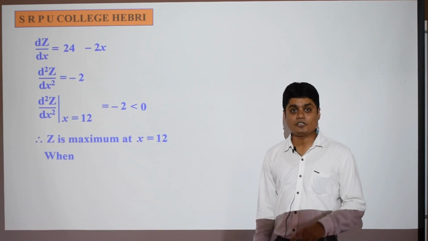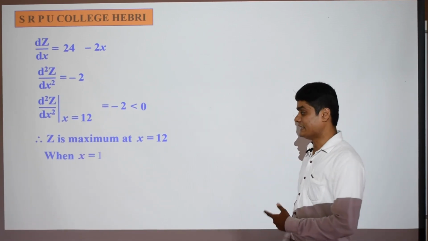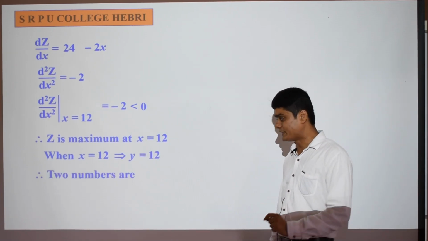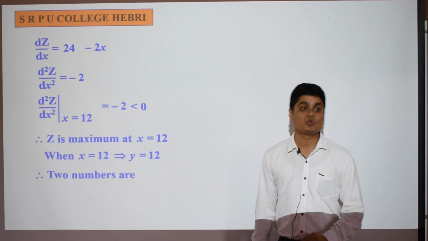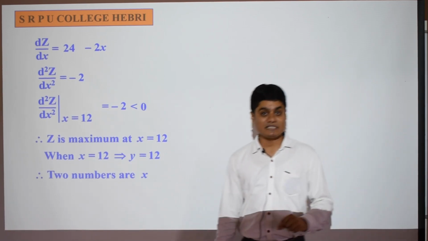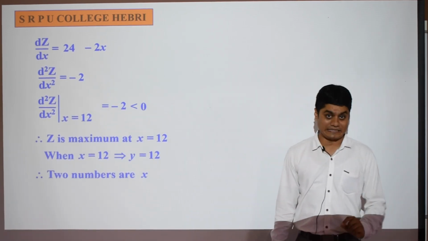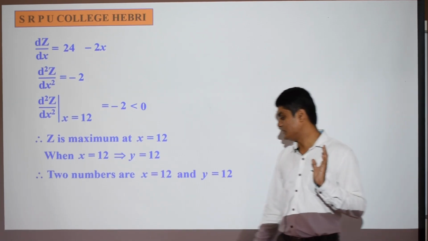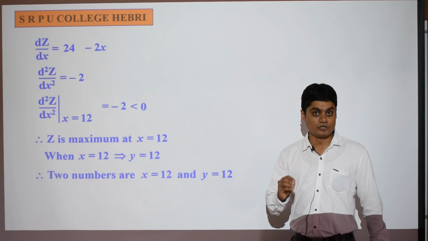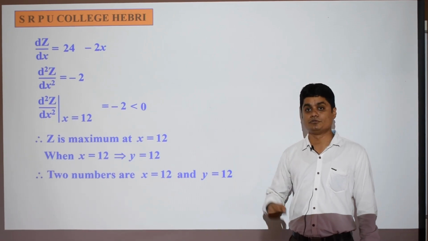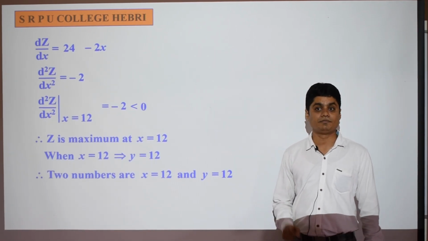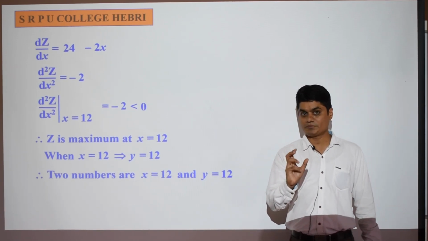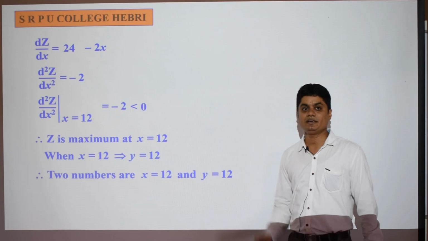And when x is equal to 12, what is the value of y? x is equal to 12 ಆದರೆ y ಏನಾಗುತ್ತೆ, 24 minus 12, that will also become 12 only. So the required two numbers where the sum is 24 and the product is maximum are 12 and 12. Please note down again, this is an important question. You will get this type of question in the exam for 3 marks. Okay, ಸ್ವಲ್ಪ practice ಮಾಡಿ, ಕಷ್ಟ ಇಲ್ಲ. Maximum minimum concept correct ಆಗಿ ಗೊತ್ತಿರಲಿ, remaining part will be easy.